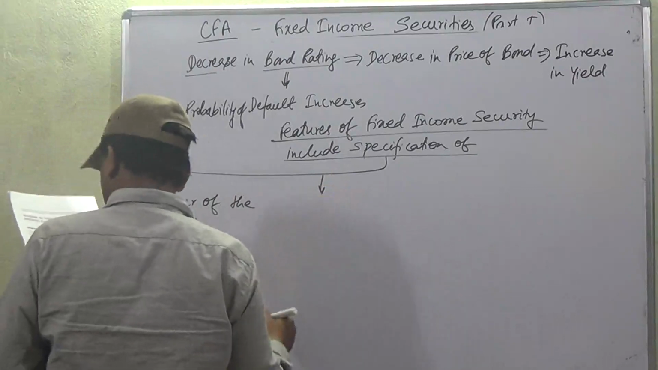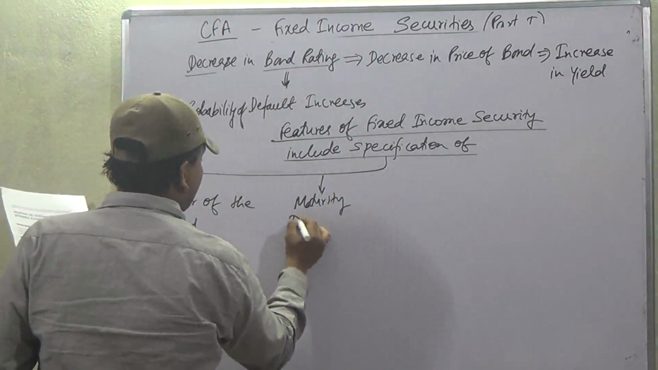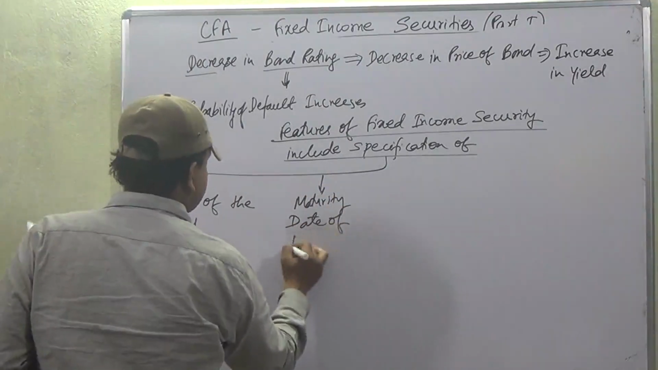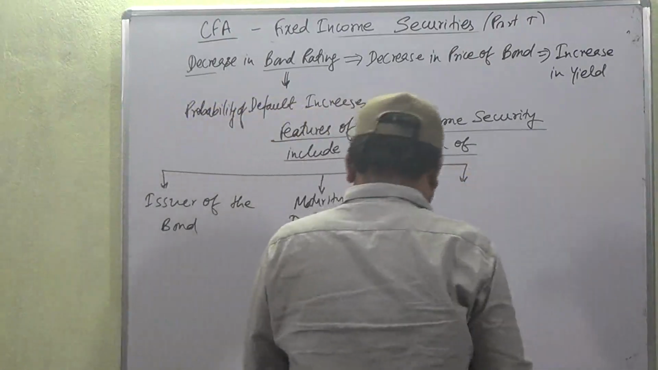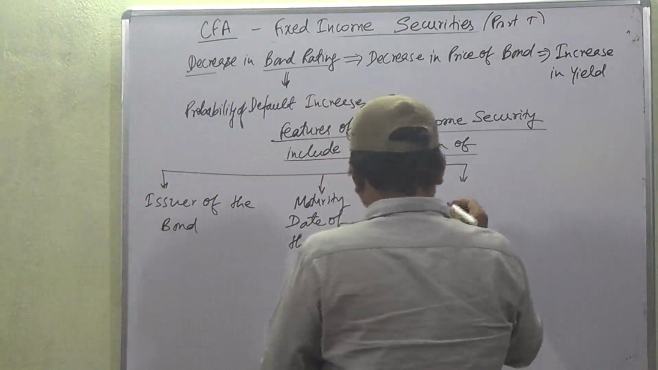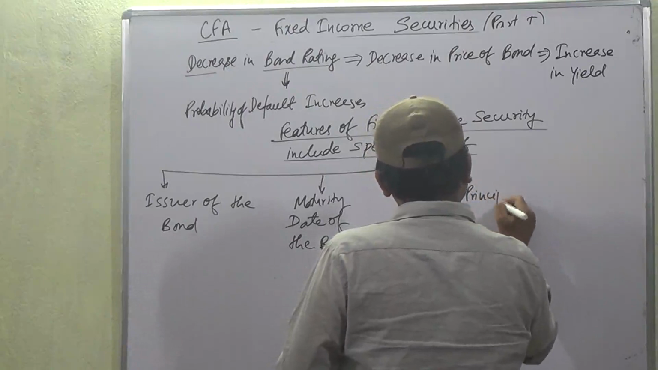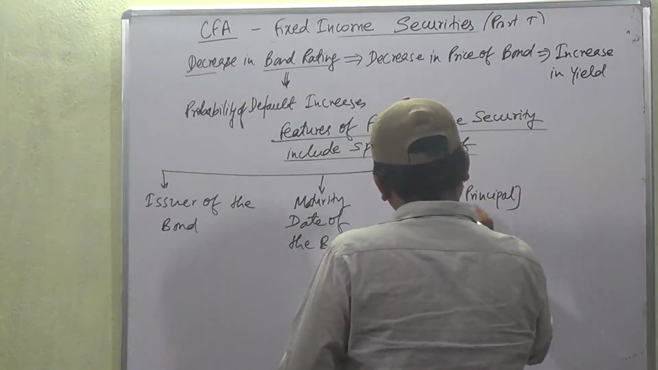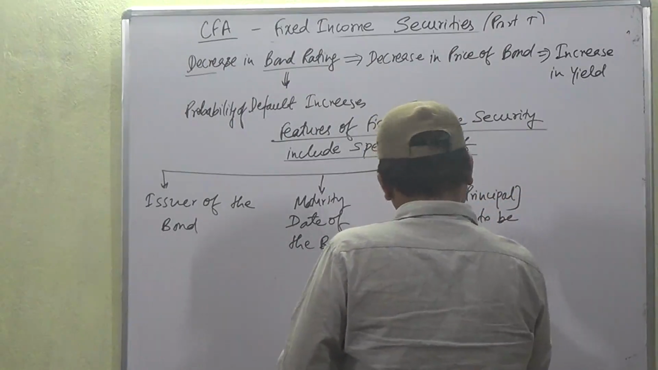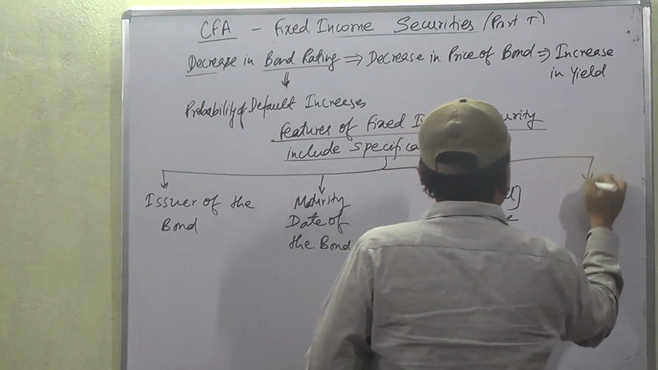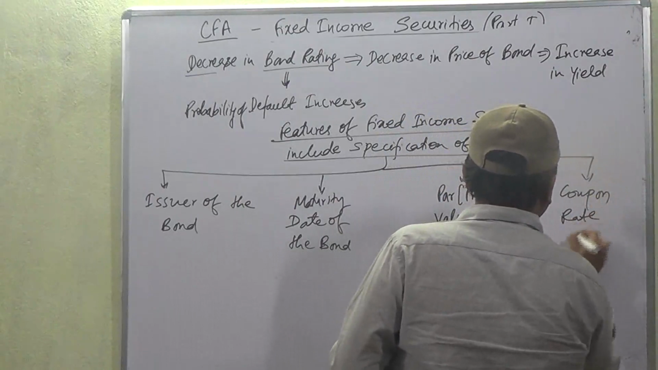then the maturity date of the bond, then the par value. Par means the principal value to be repaid. Last one is the coupon rate and frequency.